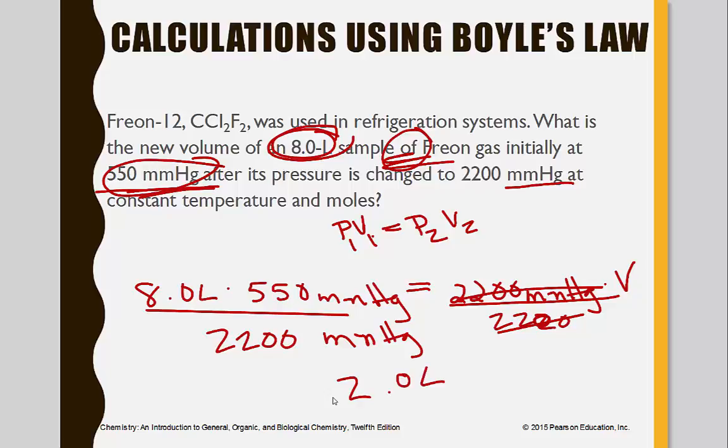I know it's going to be in liters because the millimeters of mercury cancel out, and we're left with liters. That's another reason why you need to make sure that the units are all matching up.